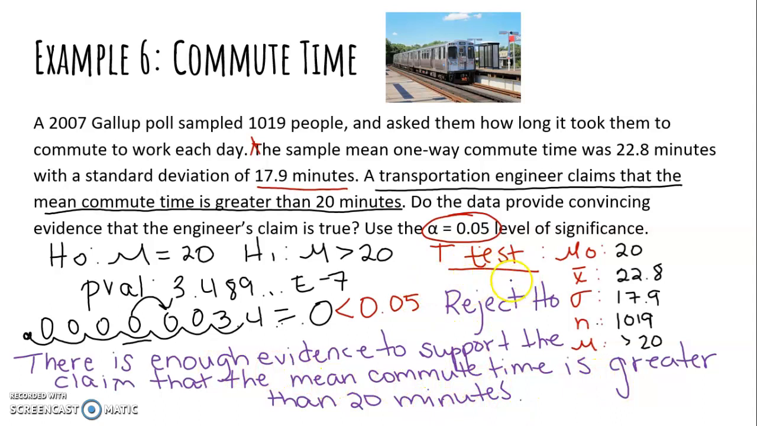Now, just a couple things. I chose t-test because we were testing a mean, and they gave me the sample standard deviation. I know that because it's in the sentence where they took the sample. The sample mean one-way commute time was 22.8 minutes with a standard deviation of 17.9. These are the numbers that I plugged in. Make sure you choose greater than. That actually will say greater than mu0 in the calculator.